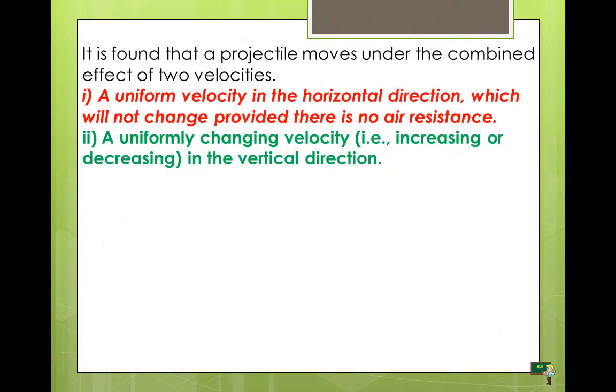It is found that a projectile moves under the combined effect of two velocities. Remember, there are two velocities: a uniform velocity in the horizontal direction, which will not change provided there is no air resistance, and a uniformly changing velocity, that means increasing or decreasing, in the vertical direction. The vertical direction is important because it depends upon the gravitational force.